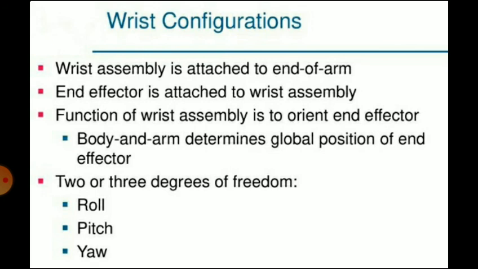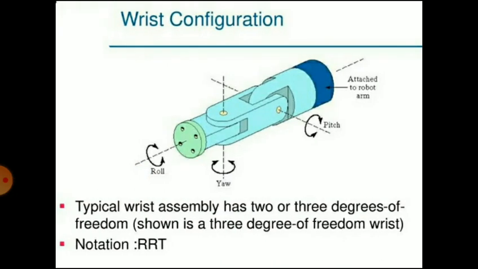These are roll, pitch and yaw. So the robot wrist is used to establish the orientation of the end effector. The robot wrist usually consists of 2 or 3 degrees of freedom, and those 3 degrees of freedom are roll, pitch and yaw. You can see the diagram of the wrist configuration and associated degrees of freedom, and the notation is RRT. R means it is a rotational joint and T means it is a twisting joint.